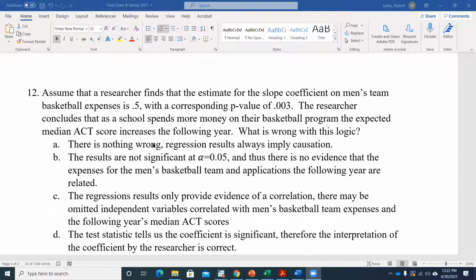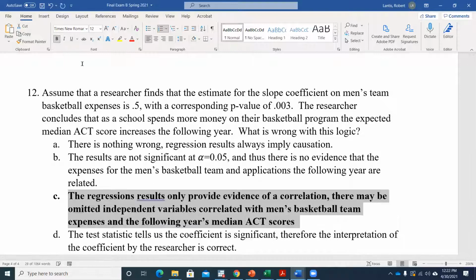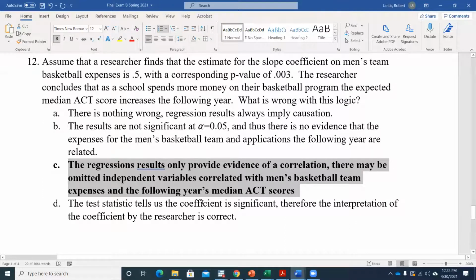So, A, there's nothing wrong with the logic. No, that doesn't imply causation. The results aren't significant. Well, that's actually not the reason, because they're highly significant here. The regression results only provide evidence of a correlation. There may be other omitted independent variables that are correlated with both the team's basketball expenses and their ACT scores. That's going to be the one that we go with. It's just evidence of a correlation. And then the test stat tells us it's significant, therefore the researcher is correct.